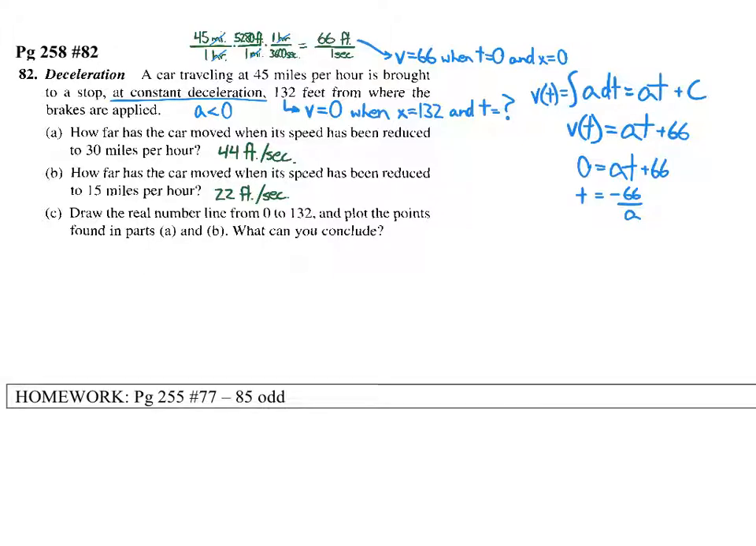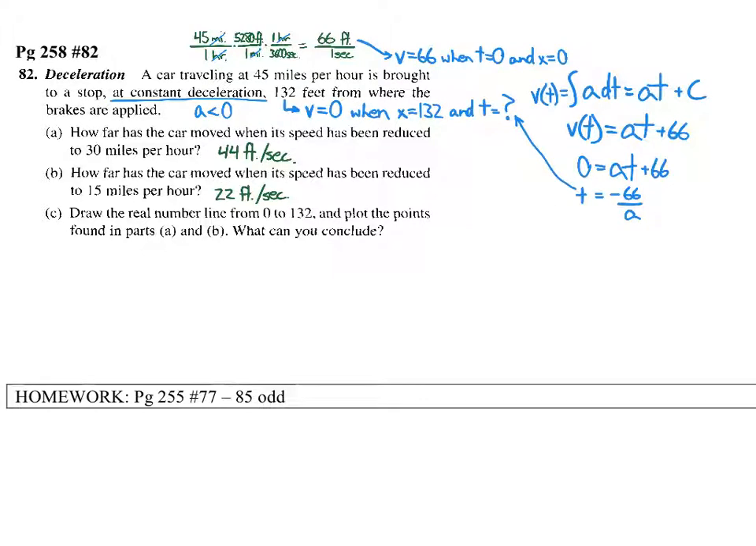I put the 0 because the only other thing I know is that my velocity is 0 when x is 132. That's the only other information I'm given here. So, see where we're headed with this. Now I know, at least kind of, what this question mark is. So now it begs the question, well, what's A?